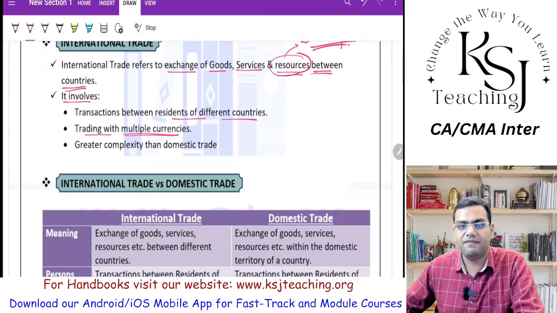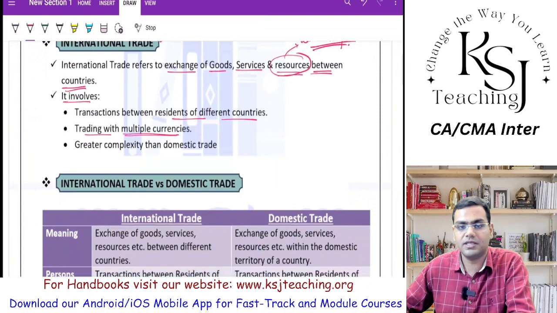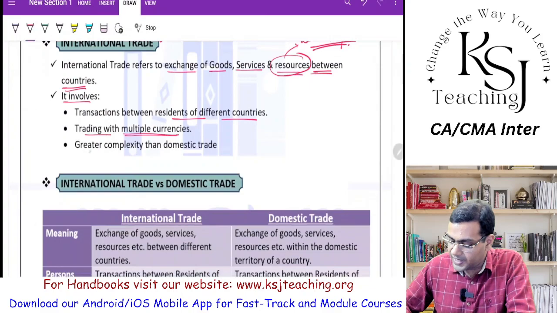and trading with multiple currencies. Obviously, every country has its own currency, so there will be multiple currencies involved in the international transaction. Let's say you are in India and you want to exchange goods and services with a person in the USA. So two currencies, the Indian rupee and the US dollar, will be involved, right? Greater complexity than domestic trade.